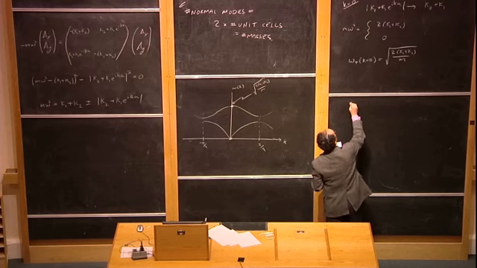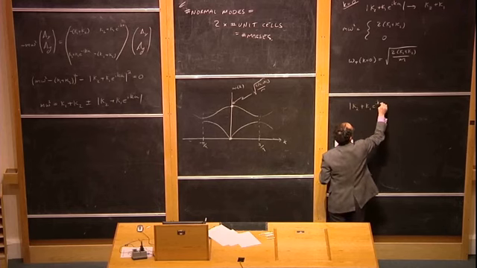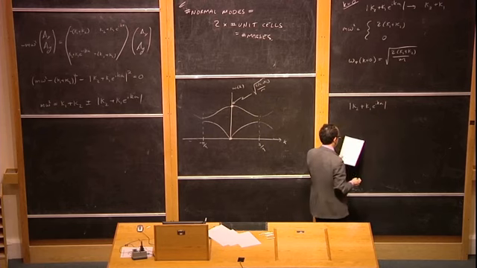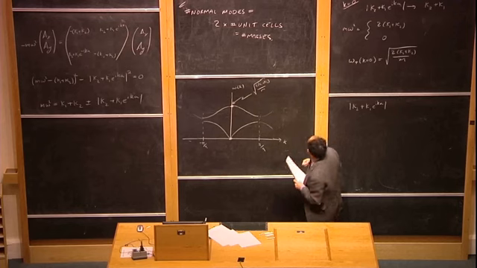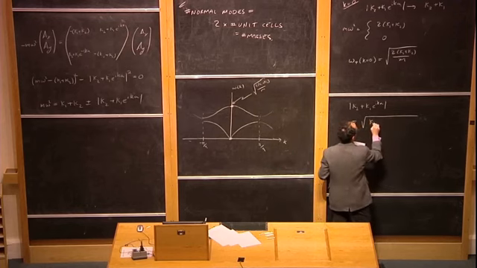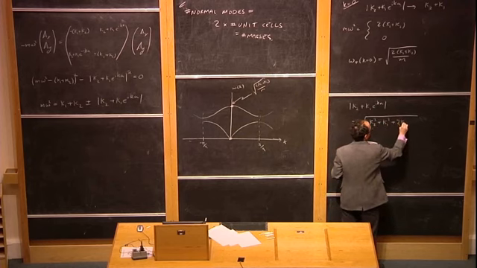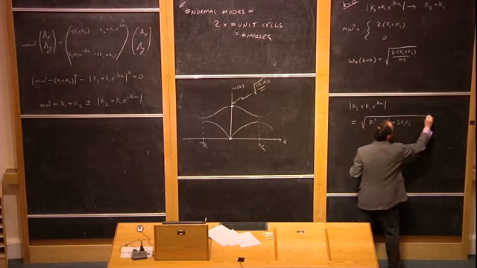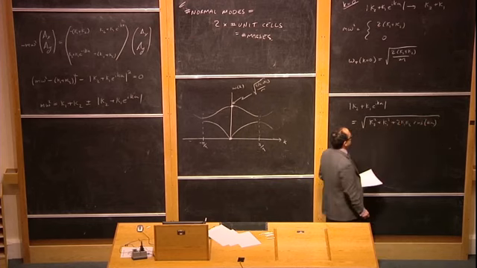So let's take the absolute value of kappa 2 plus kappa 1 e to the i k a. That quantity can be written as the square root of kappa 2 squared plus kappa 1 squared plus 2 kappa 1 kappa 2 cosine of ka. Just by multiplying that out.